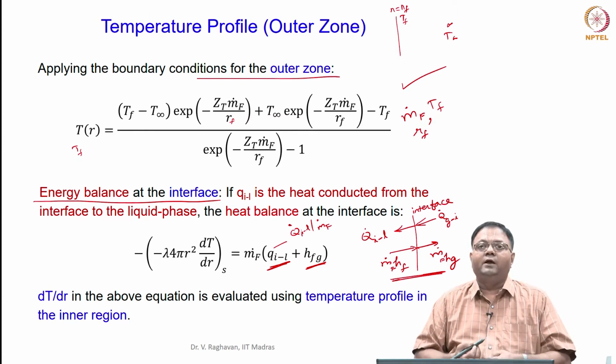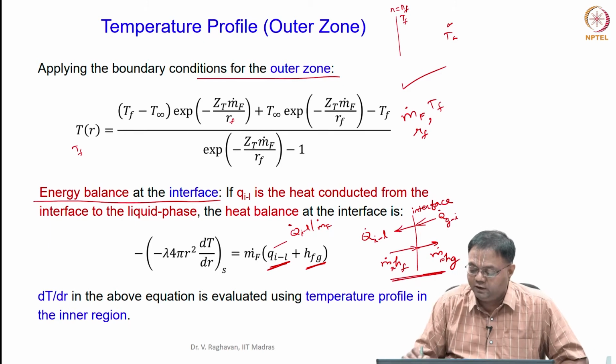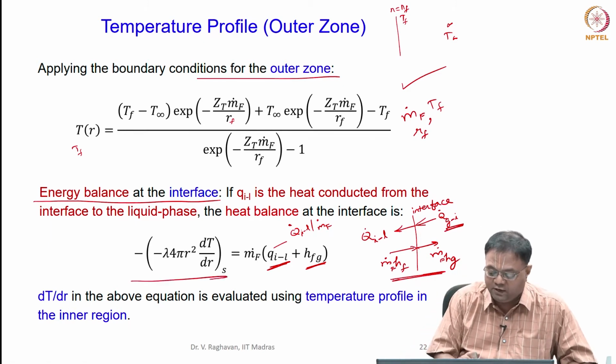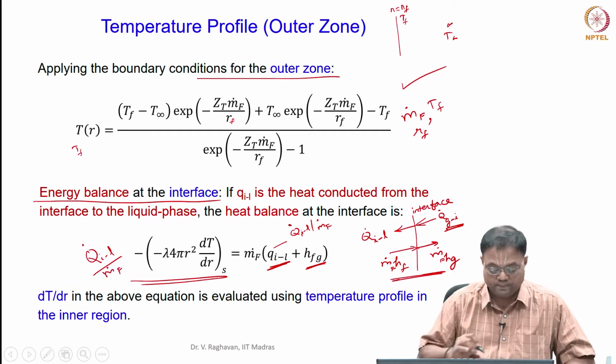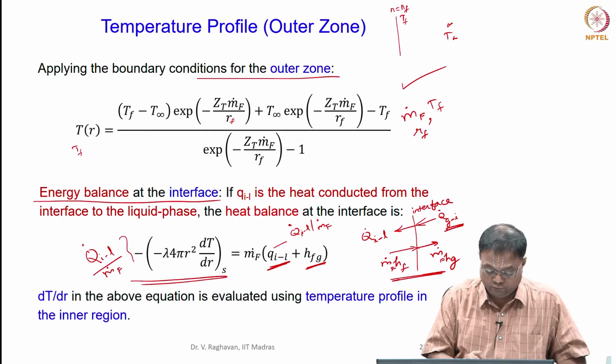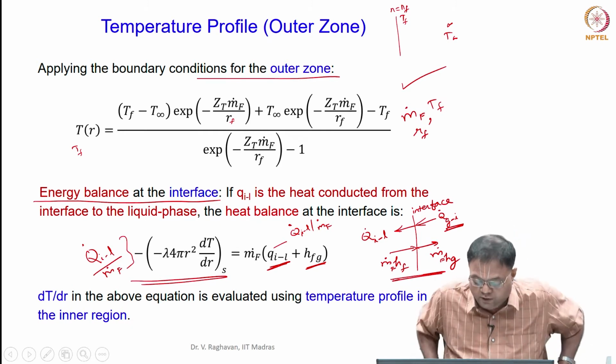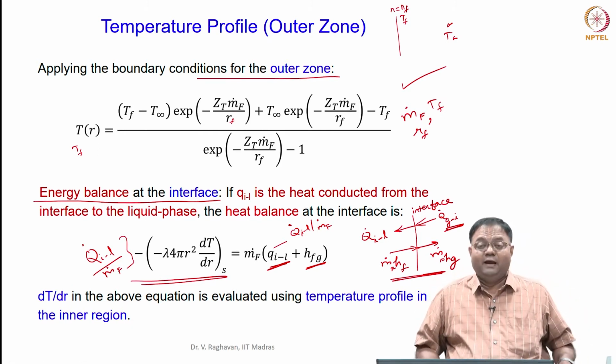So that is coming in through conduction from the gas phase to the interface, which is written as this. This is q dot I L divided by m dot f. So this is the term. Now this is the interface boundary condition, the heat balance at the interface.